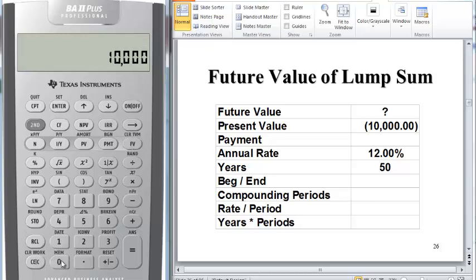I'm going to invest in here $10,000 cash outflow as my present value. The interest rate that I can earn is the going market interest rate of 12%. And this is going to happen for a long time. So I'm 18, I put money in, and I'm going to put it in until I'm 68 years old. That's a long time. How much would I have? You can throw out a guess.